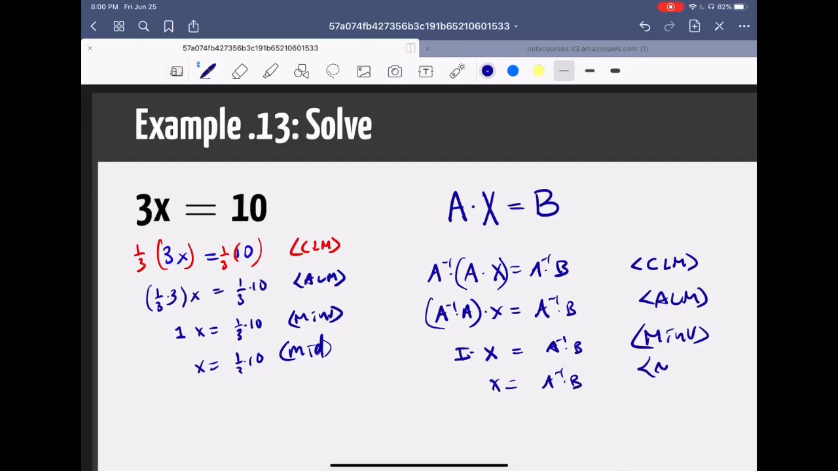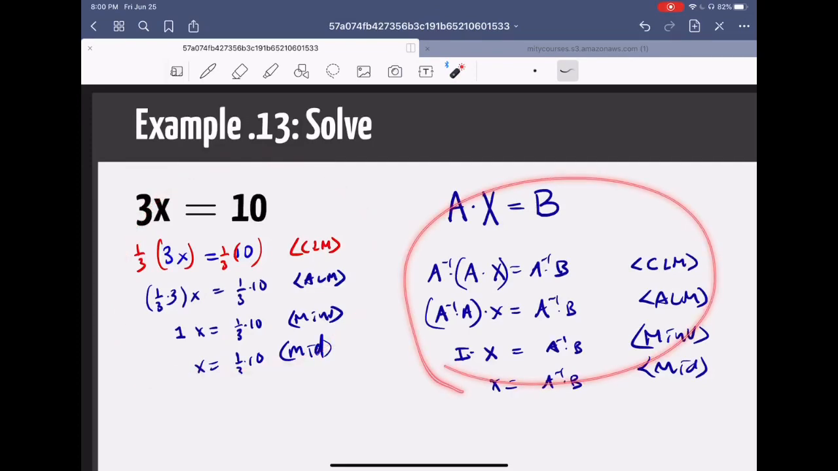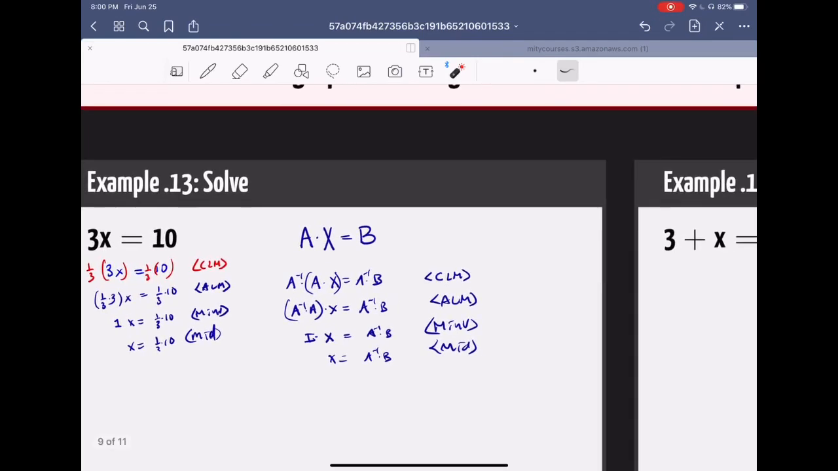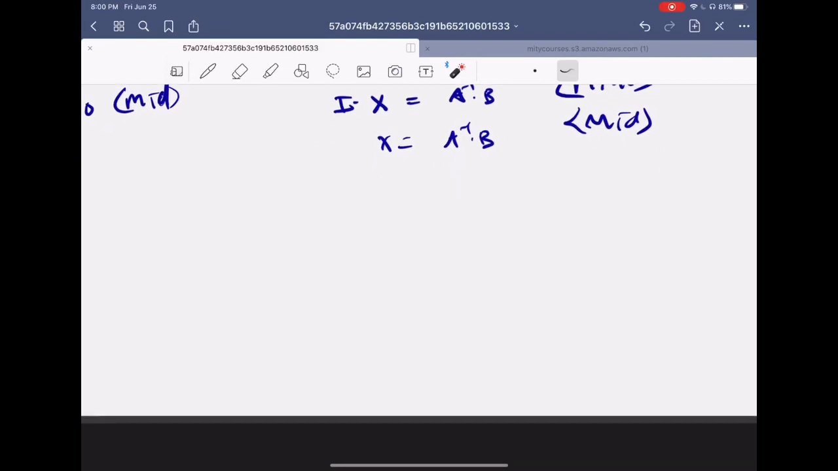That's multiplicative identity. So exactly the same steps that you would have taken in your third grade algebra class will work here in linear algebra with matrices. And really what that would look like would be maybe something like this. I'll give you a more concrete example.